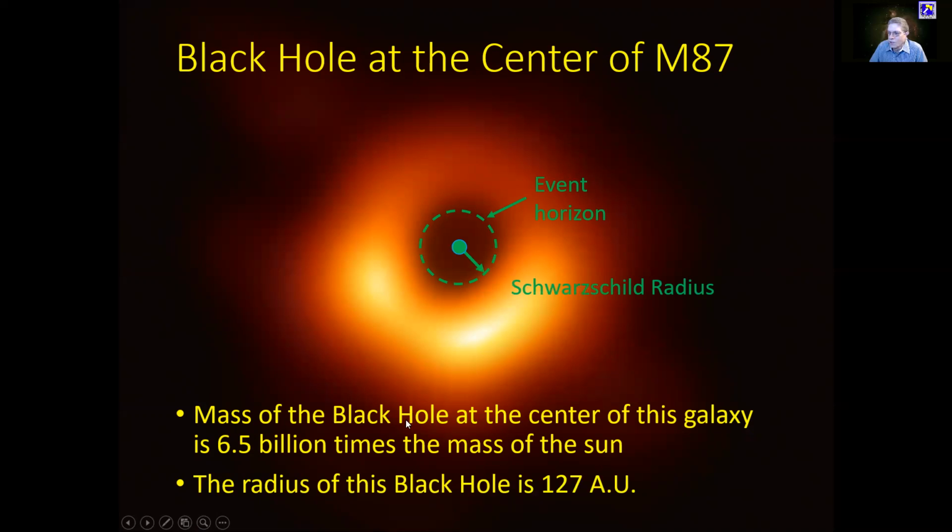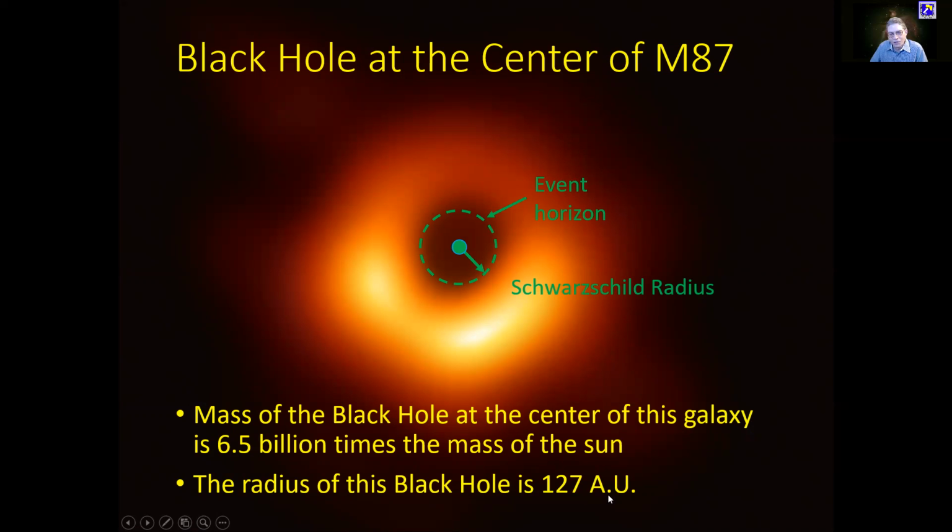And in fact, we can do that here. We can take the mass of this black hole, and here's your event horizon. And here is what we have termed our Schwarzschild radius. If we do that using a mass of 6.5 billion times the sun, we get a radius here. This Schwarzschild radius is 127 astronomical units.